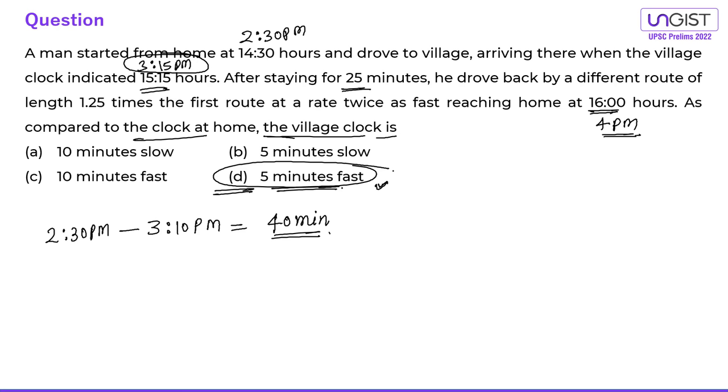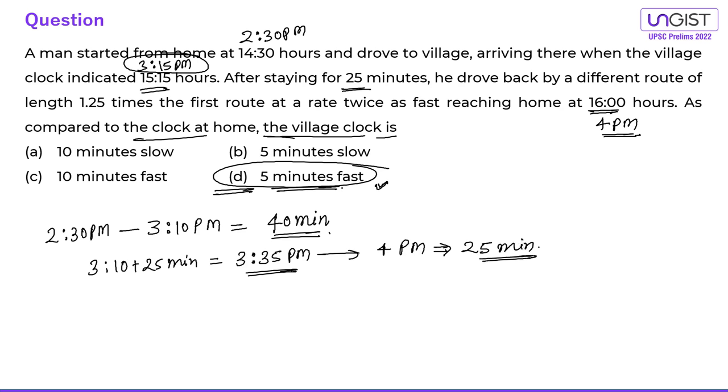After that, he stayed for 25 minutes. So 3:10 plus 25 minutes means he started back at 3:35 p.m., and he reached at 4 p.m. It means for the return or downward journey, he took 25 minutes. Is it clear? So for the onward journey, he took 40 minutes, and for the return journey, he took 25 minutes.